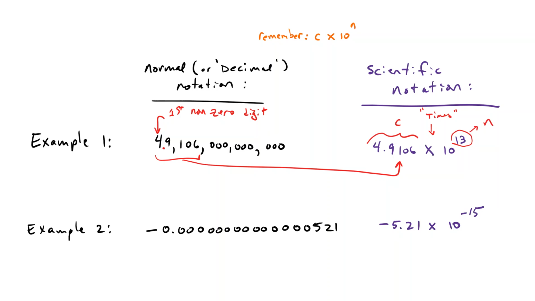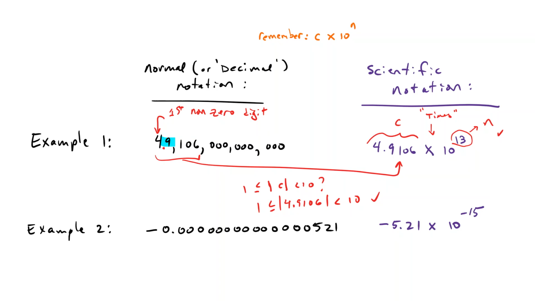So is the absolute value of c less than or equal to 1 and less than 10? I think it is, because if we take 4.9106, absolute value less than or equal to 1, less than 10, that holds, because the absolute value of 4.9106 is just 4.9106. So that's true, and 13 is in fact an integer. So that's scientific notation.